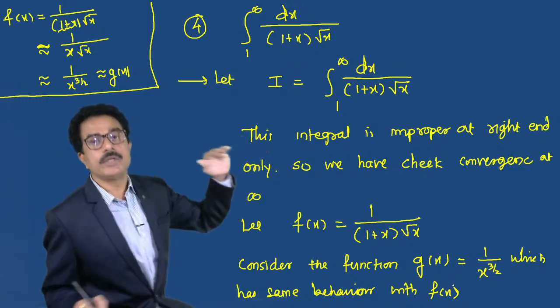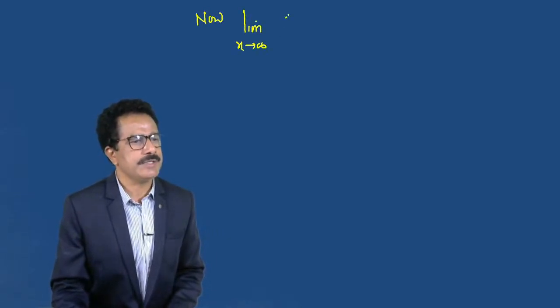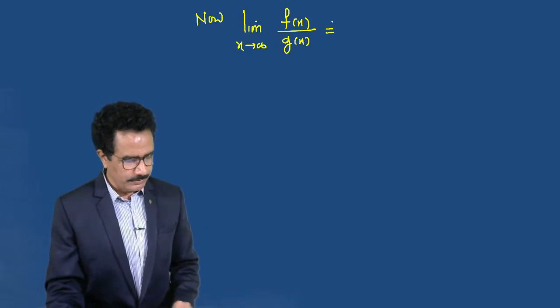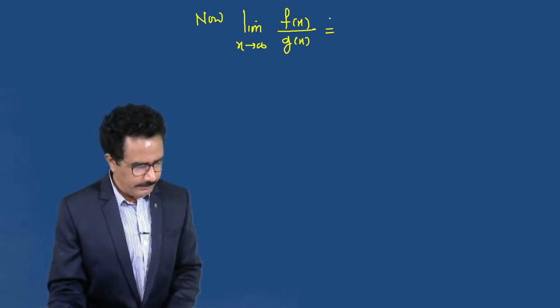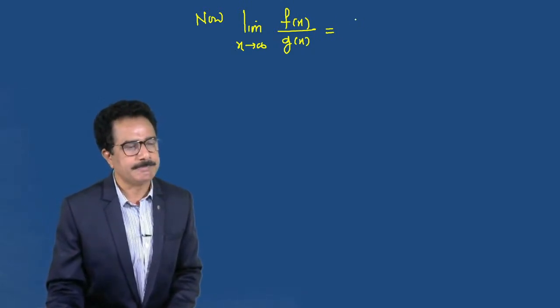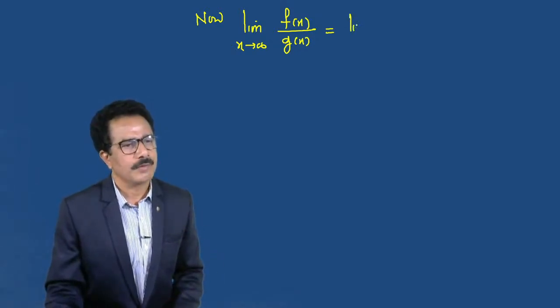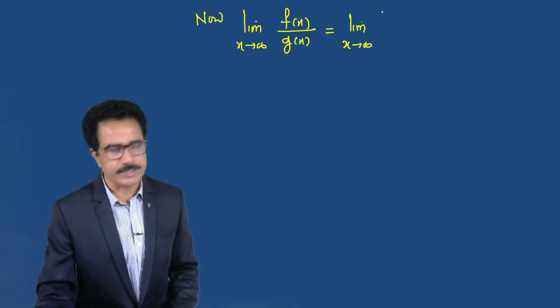What do you have to do now? You have to calculate the limit. Now limit x tends to infinity of f of x divided by g of x, which is equal to limit x tends to infinity. What is the second value here?